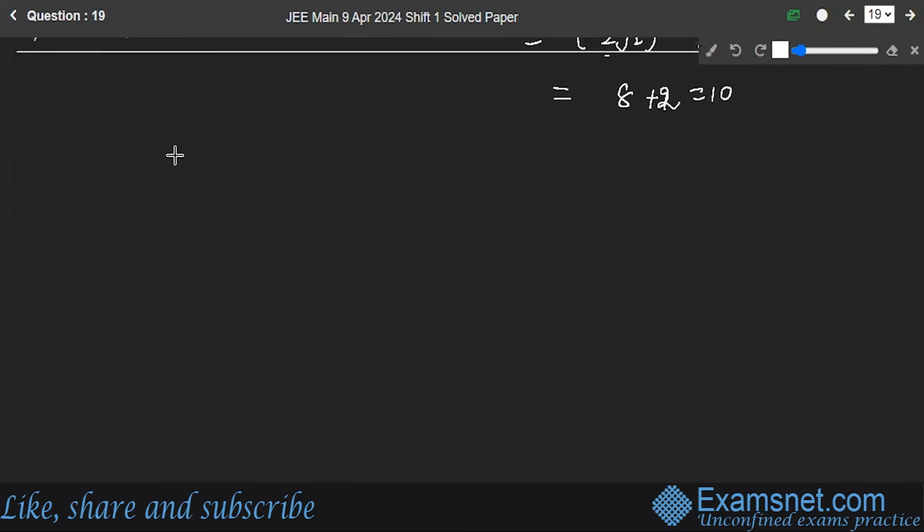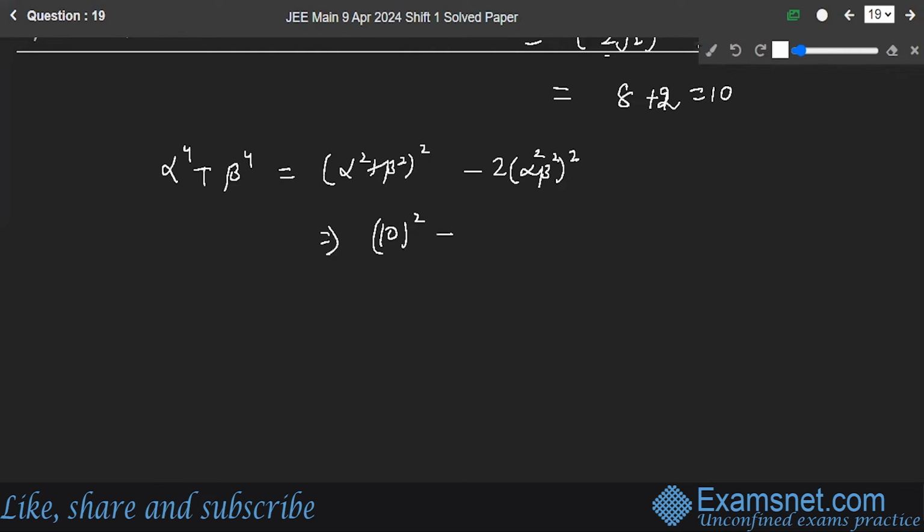Now, alpha power 4 plus beta power 4, this is alpha square plus beta square whole square minus 2 alpha square beta square, right? So this is equal to, this came out to be 10. So 10 squared minus 2 into, this is equal to 1. Alpha beta was equal to minus 1. So this is equal to this. That gives you 98. Alpha power 6, beta power 6.